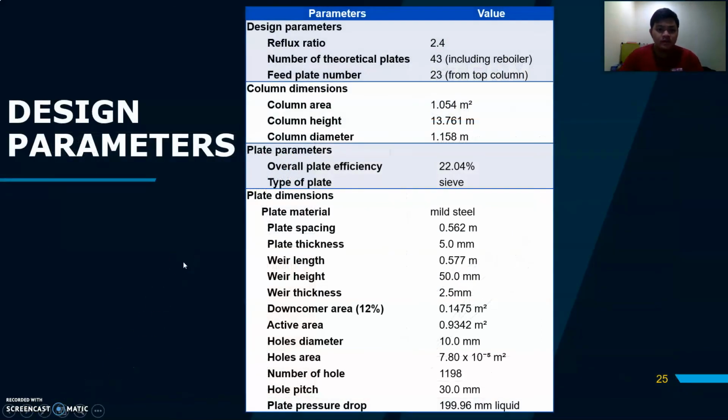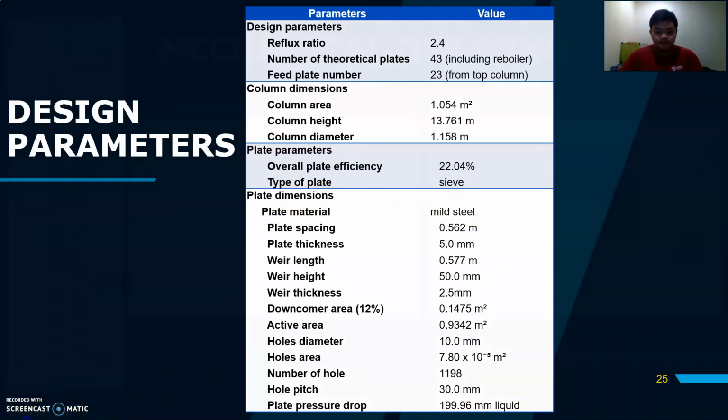Next, we have our design parameters, just like I said before: reflux ratio, number of theoretical plates, and feed plate number. Then this is the column dimension, where we have an area of 1.054 meter squared, column height of 13.761 meter, and a diameter of 1.158 meter. And these are the plate parameters, where we have 22.04% overall plate efficiency with sieve plate. Then these are the plate dimensions.